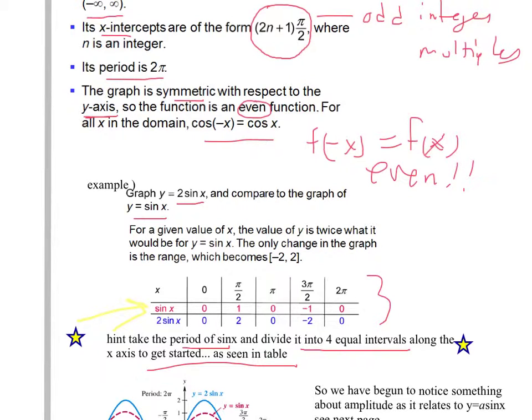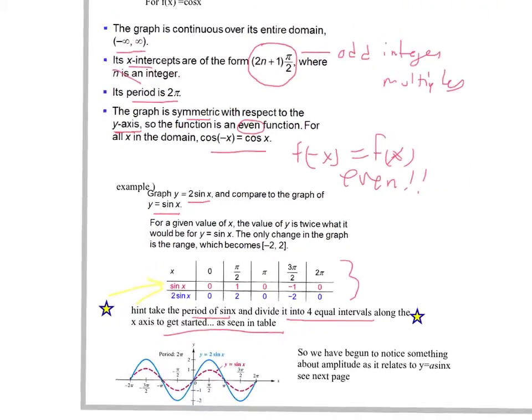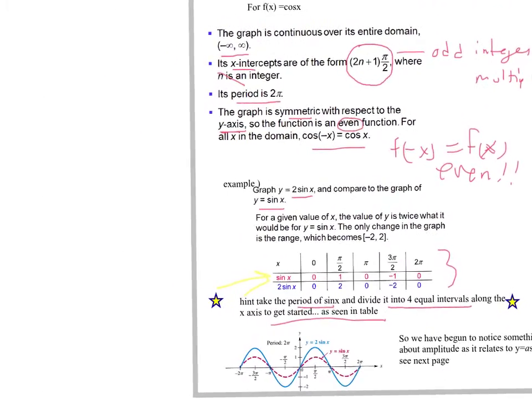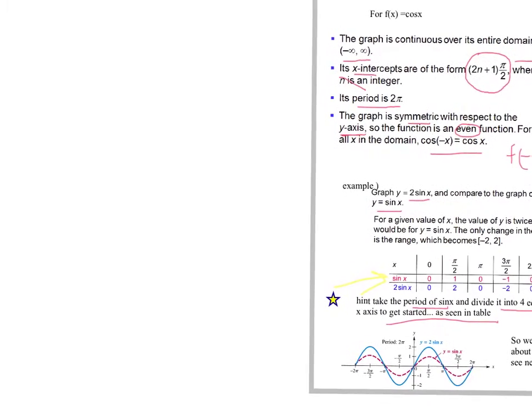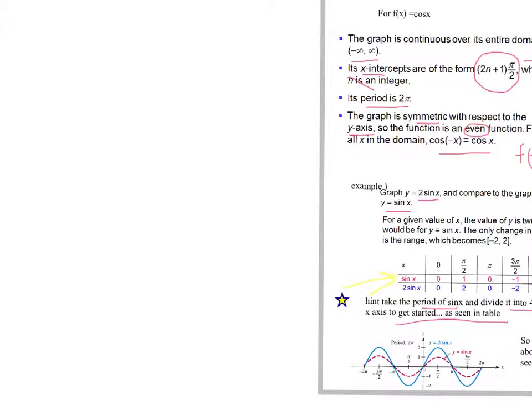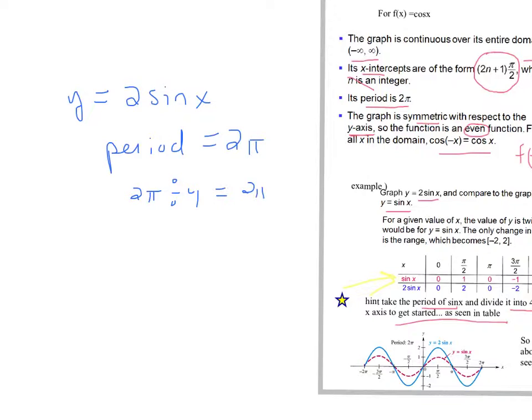So I'm actually going to zoom back out here a second. I'm going to zoom this way over here so I have plenty of room to write. So if you have y equals 2 sine x, just think about this. The period is 2 pi. You're going to chop that period into 4 equal parts. So 2 pi divided by 4 is 2 pi over 4, which is pi halves.